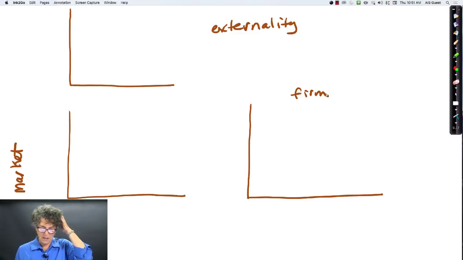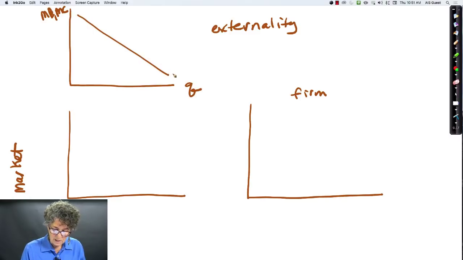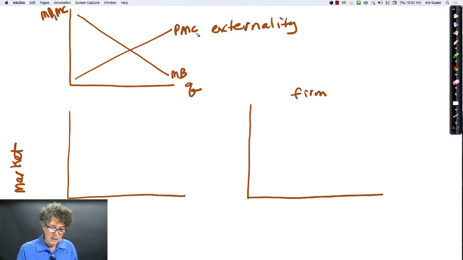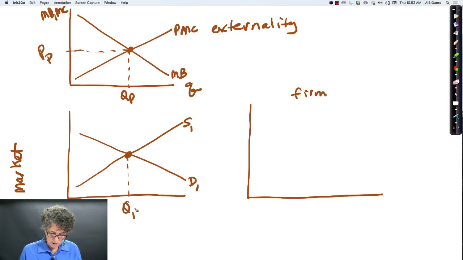Lots going on. Okay, you ready? So externality, we've got marginal benefit and marginal cost on the vertical axis, quantity on the horizontal axis. We've got some downward sloping marginal benefit curve, some upward sloping private marginal cost curve. That generates a private optimum QP that would be sold at a private price P sub P. That corresponds to demand in the market, I'll call it D1, and supply in the market, I'll call it S1. That would generate a quantity Q1 that's sold at a price P1.